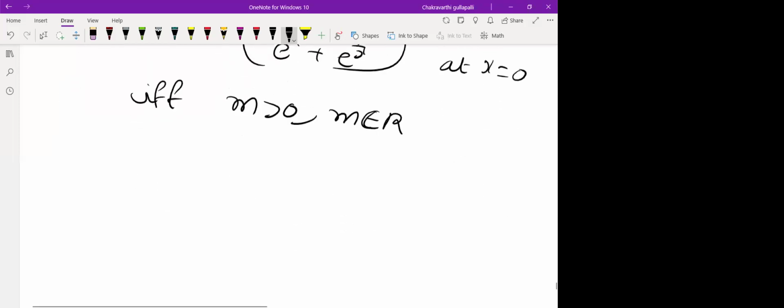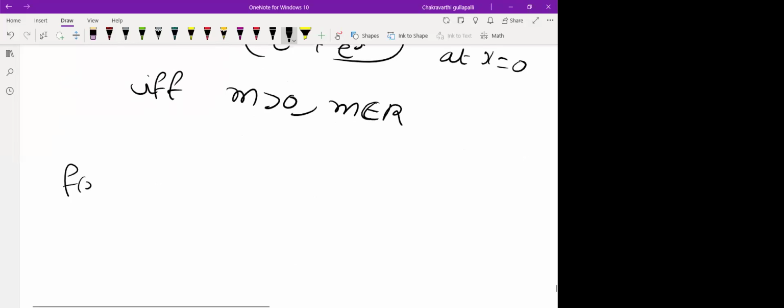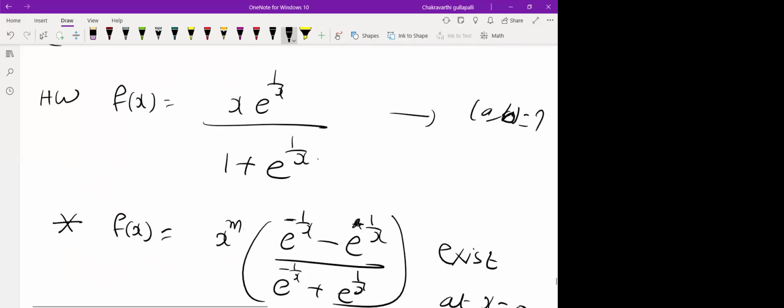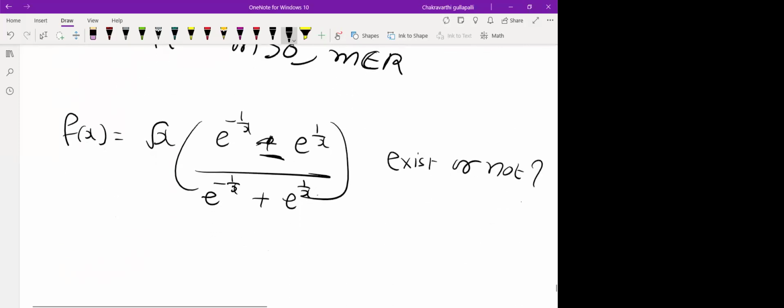For example, మీకు ఎగ్జామ్లో అడగచ్చు fx is equal to x into √x into e power minus 1/x plus e power 1/x by e power minus 1/x plus e power 1/x. Exist or does not exist? LHL RHL కనుక్కోమంటే చేయాల్సింది. సో దీనికి చేయాల్సిన పని లేదు. Exist or not, and what are A comma B? What is LHL? What is RHL? Which without putting pen on the paper you can answer.